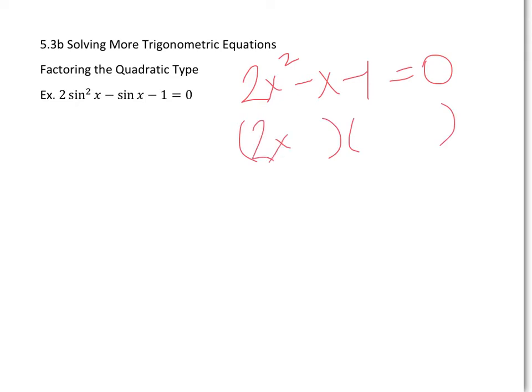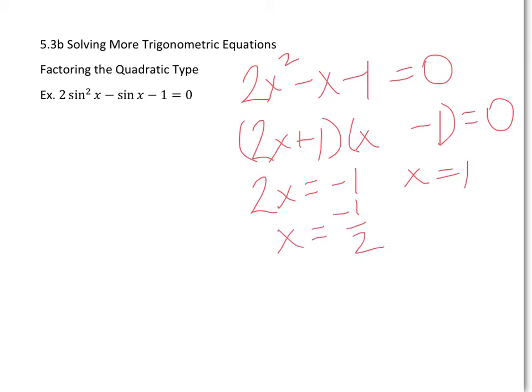This has got to be a 2x and an x. This one's got to be a negative 1. So that'll make negative 2 and a positive 1 here. When we set it equal to 0, we set our factors equal to 0. So this would be 2x equals negative 1 and x equals 1. So x equals negative 1/2.